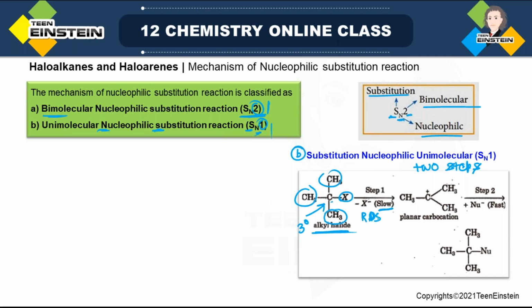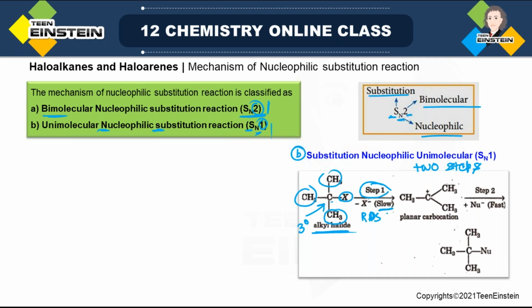So when I am saying rate determining step, that means what? This step, that is step 1, will decide the overall speed of the reaction. So it is called rate determining step, because in this case there are total 2 steps. And when we are saying what is the rate of the reaction, obviously the individual rates of these 2 steps you have to consider.